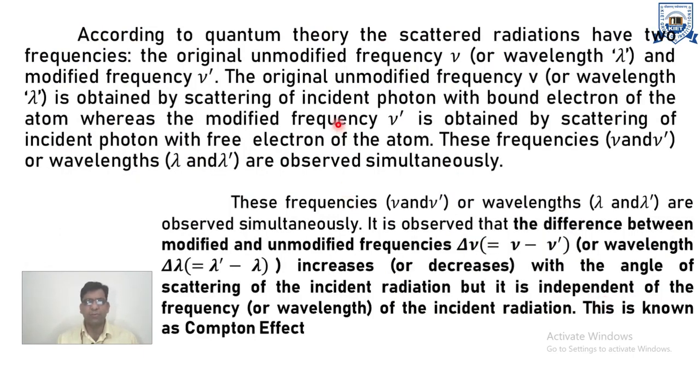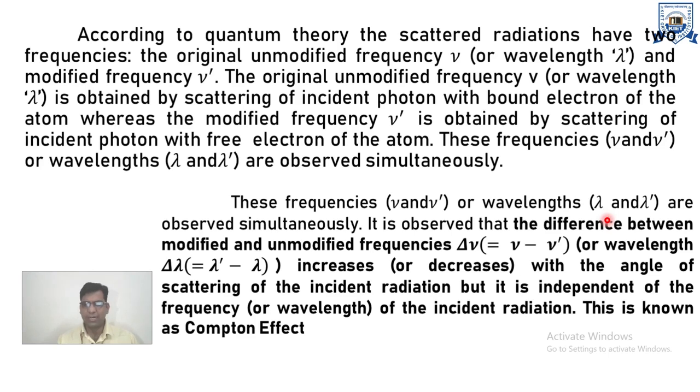According to the quantum theory, radiation has two frequencies: the original unmodified frequency nu and the modified frequency nu dash. As seen in the last figure, from the original unmodified frequency nu we obtain the scattered frequency nu dash. This change is known as the scattering of the incident photon by a free electron of the atom. The frequencies nu and nu dash, or wavelengths lambda and lambda dash, are observed simultaneously.